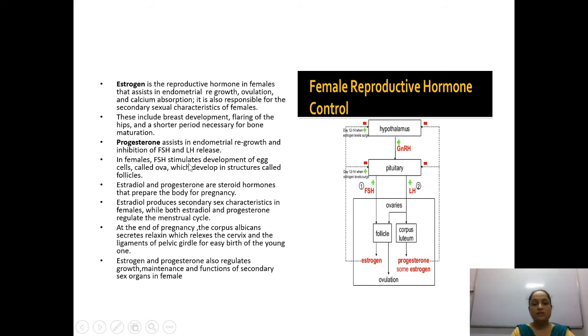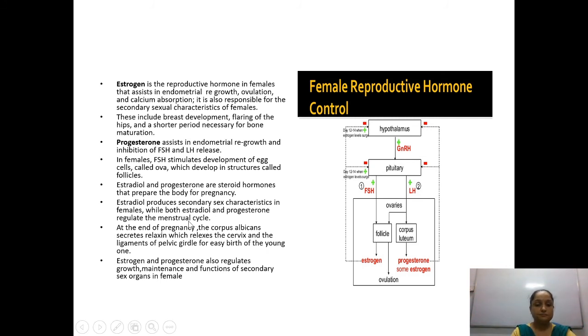In female, FSH stimulates development of the egg. ये जो FSH है आपका, ये क्या होता है? It is going to stimulate the development of the eggs. It is also known as ova, and it develops the structure called the follicles, because the ovum is going to be surrounded by the follicular structure, and that is under the influence of this follicle stimulating hormone only.